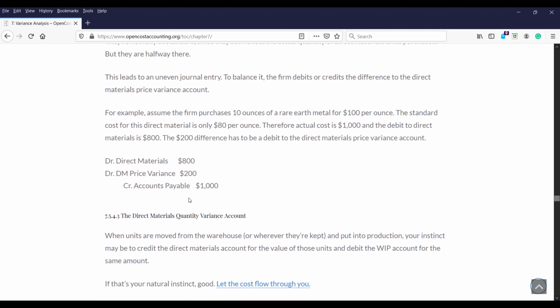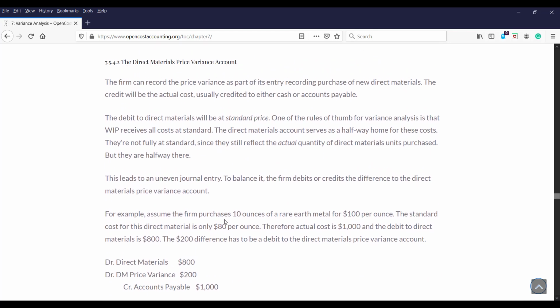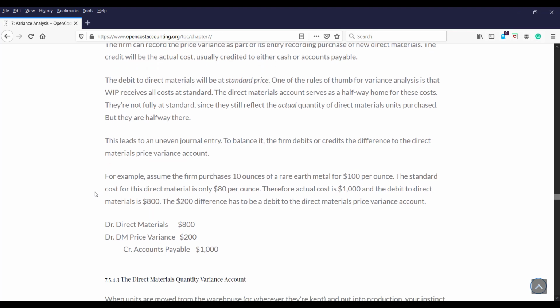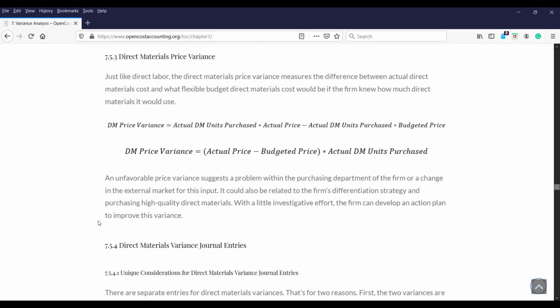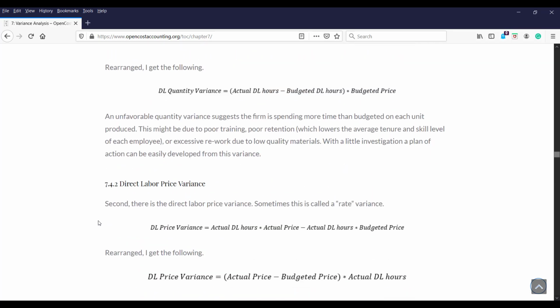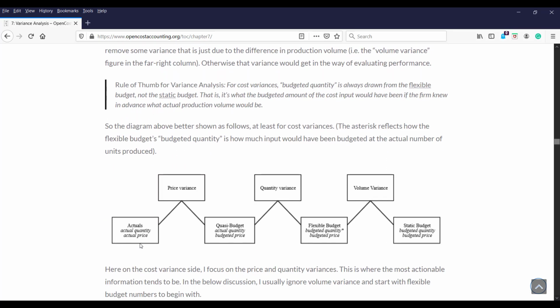Now let's run through this in detail. So let's say, for example, each of these lines in the journal entry corresponds to a block in our little diagram. So we're recording the price variance first, and we have actuals right here, a price variance, and a quasi-budget, which is the actual quantity of the direct materials purchased times the budgeted price, times the standard price.